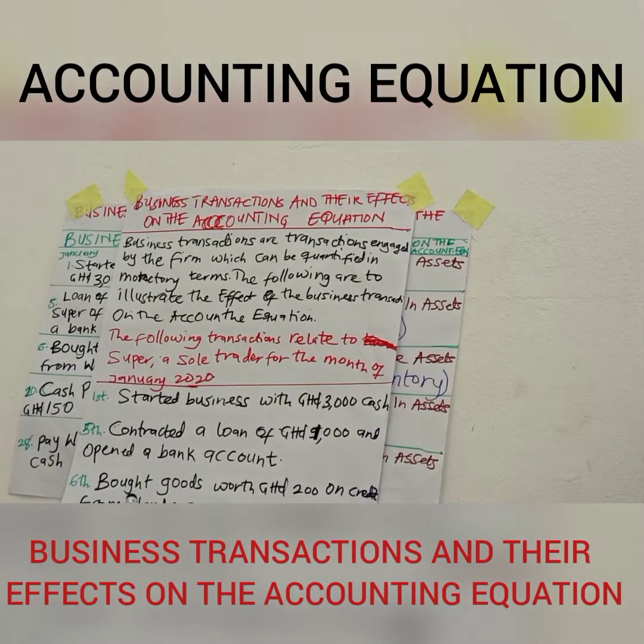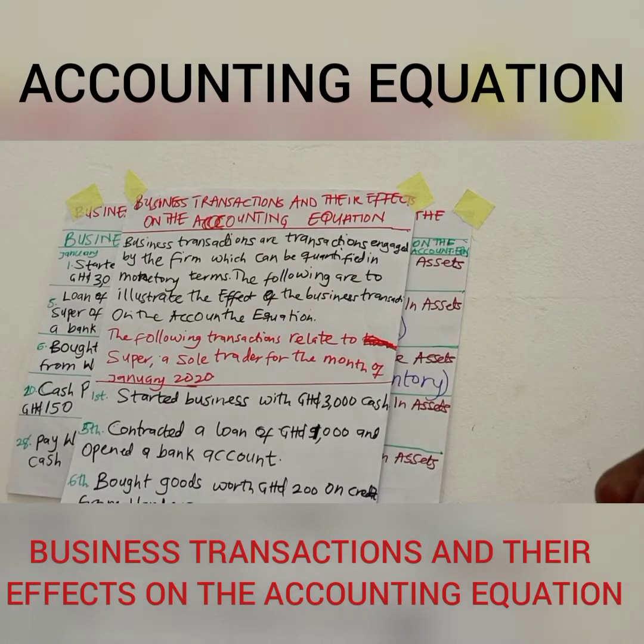On the 6th, she bought goods worth 2,200 on credit from Wanda. On the 20th, she purchased an item or inventory in cash. So that's the cash purchases, 150 cedis. On the 28th, she paid Wanda 200 Ghana cedis cash.